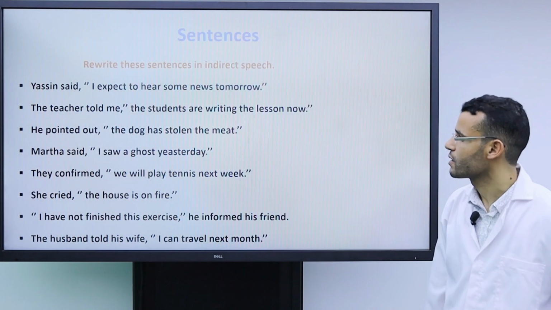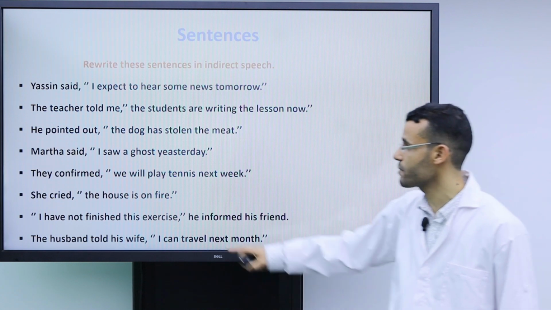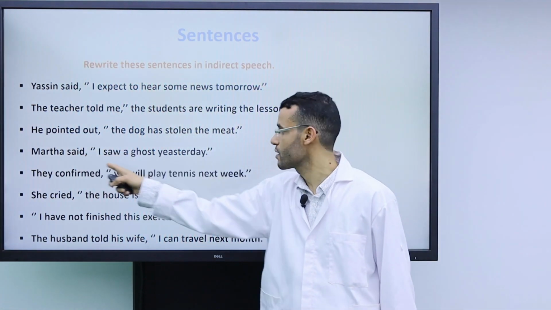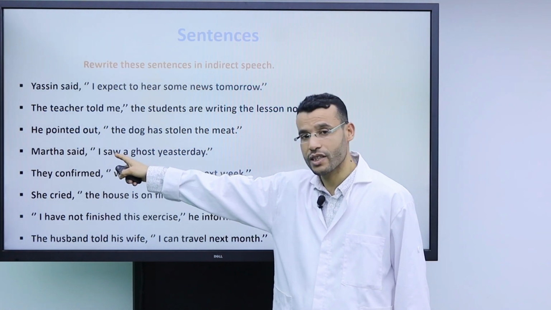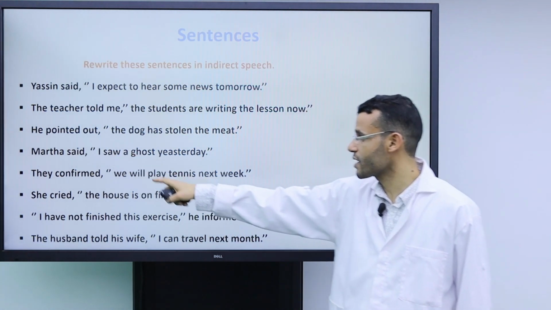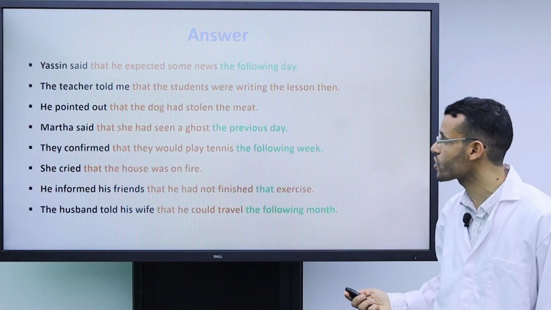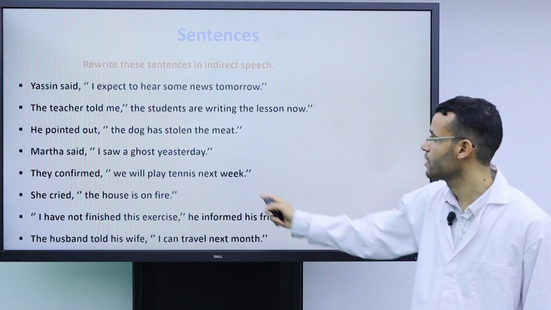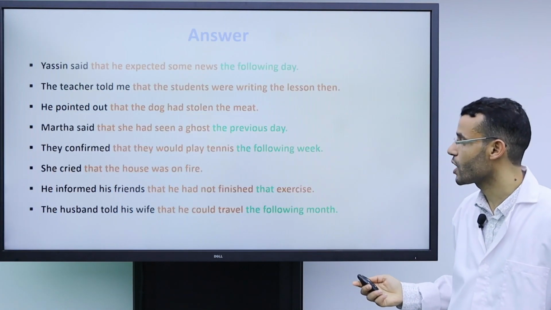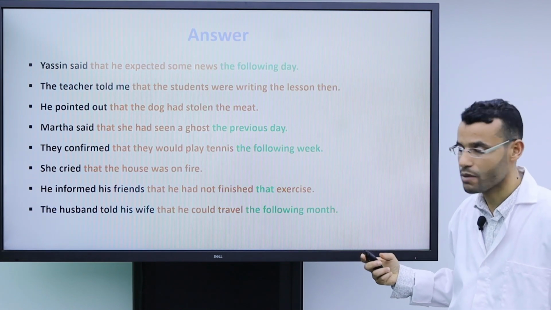And the other sentence, "Martha said, I saw a ghost yesterday." So the same thing, okay? In the past, this verb should be in the past perfect because it is in the past. So Martha said that she had seen a ghost the previous day. So yesterday becomes previous day. Here we are talking about the change of time expressions.